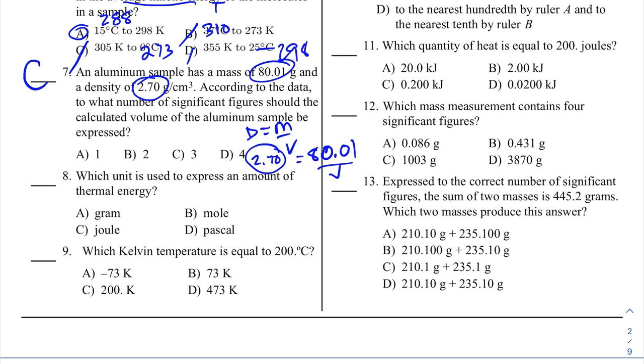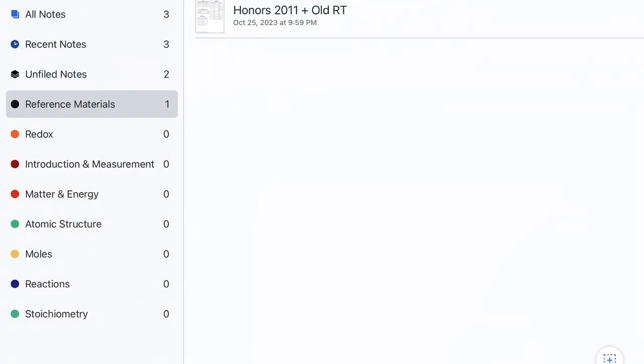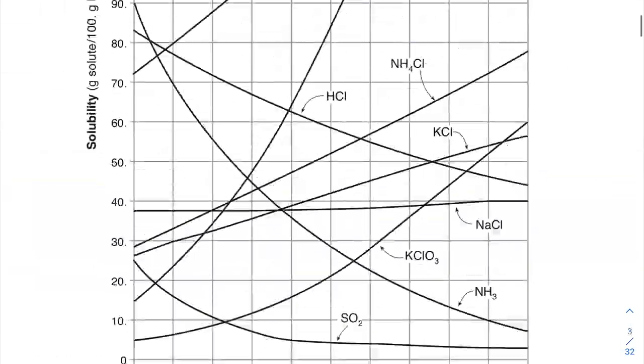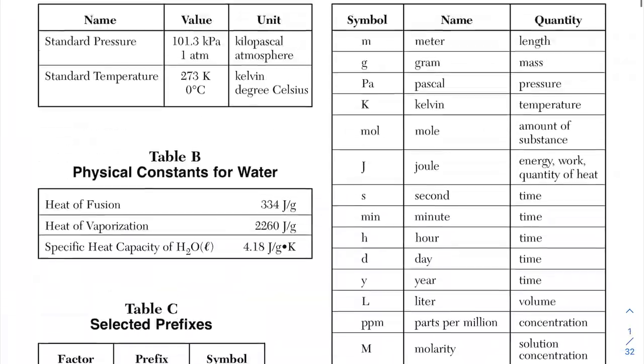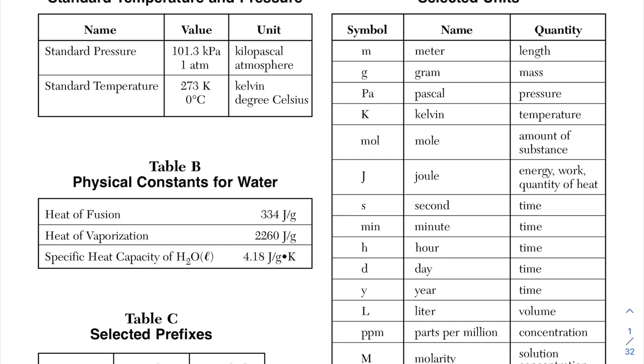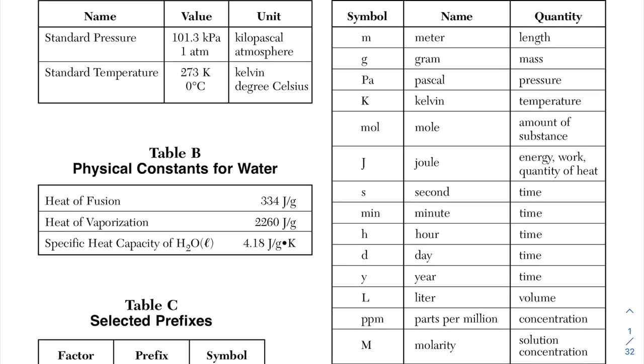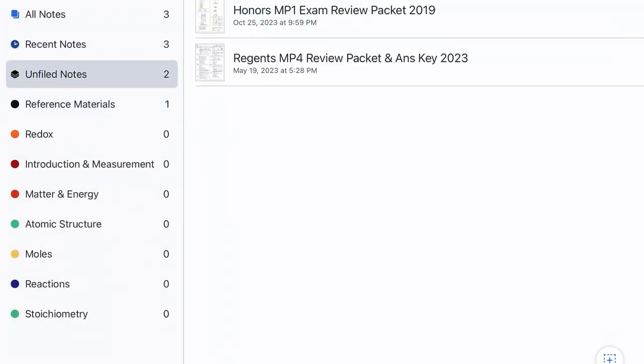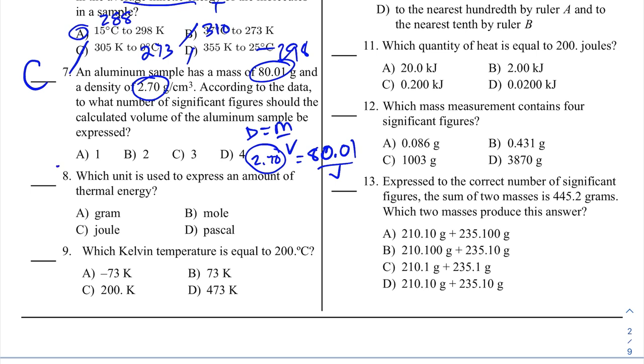Which unit is used to express an amount of thermal energy? So let's go back to the reference table. Thermal energy, on table D, thermal energy. I see joule, which is energy, work, quantity of heat. And I know thermal means heat. So I'm going to go with joule. And that is a choice.